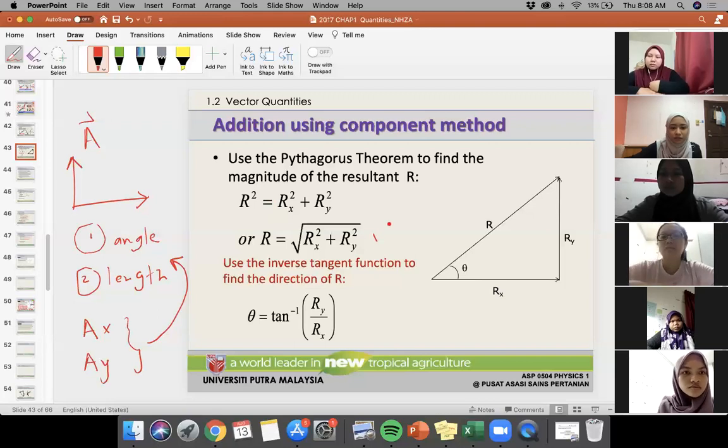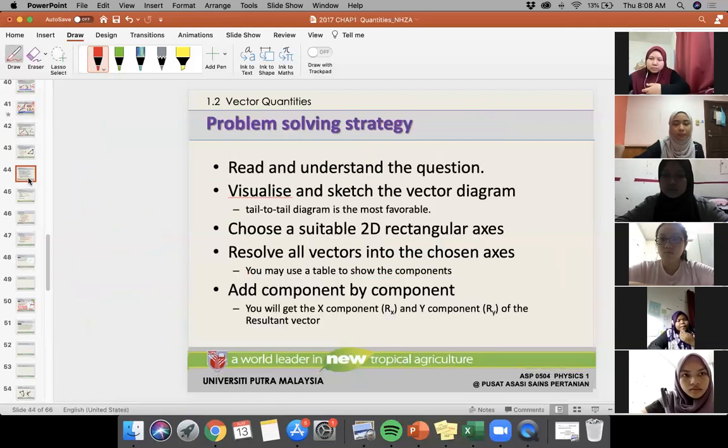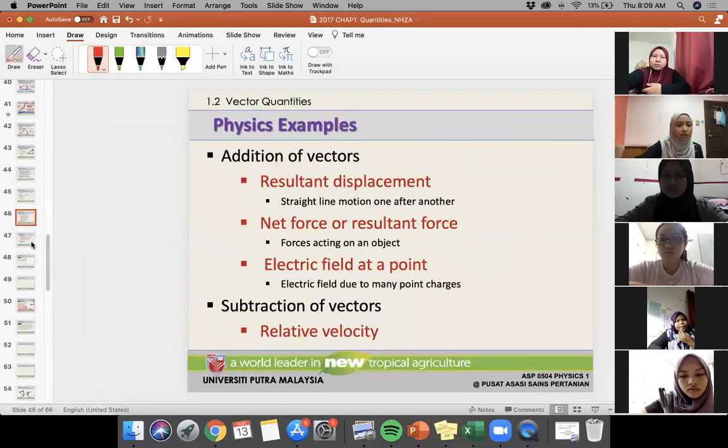You find it using this equation, Rx squared plus Ry squared equals R. You have to square root the whole thing, equals R. And the angle is Ry over Rx. Inverse tangent of that gives you the angle. Okay, so this is just a vector recap, so that's covered. Okay, so next slide. That's just a little recap.